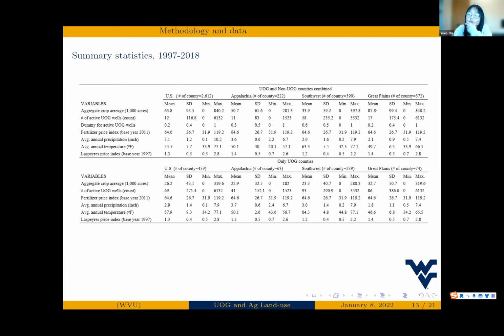The average county-level crop acreage is the highest in the Great Plains, followed by Appalachia and the Southwest. Meanwhile, 60% of counties in the Southwest have had at least one active UOG well during the sample period. It is the highest across the 3 regions. Of the counties with UOG development, the average number of UOG wells is 41 in Appalachia, 93 in the Southwest, and 86 for the Great Plains.